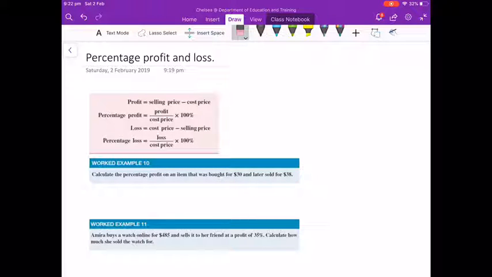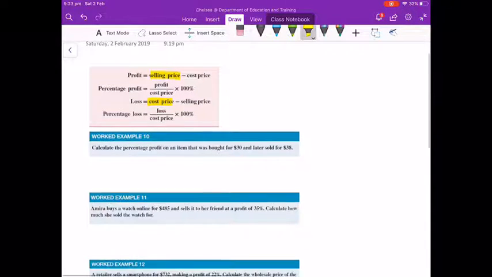Today we are looking at percentage profit and loss in contextual situations. How a profit works is when the selling price is larger than the cost price. So it means that you sold it for more than you bought it. And a loss occurs when your cost price is larger than your selling price. So you bought it for more than you sold it for. We also have the corresponding percentage profit and percentage loss formulas.